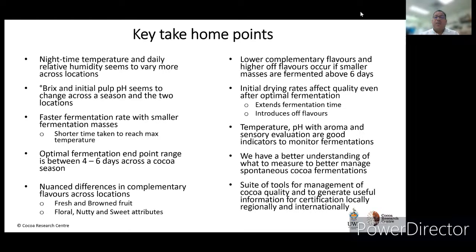Temperature and pH with aroma and sensory evaluation seem to be good indicators to monitor fermentations, to give a holistic understanding of what to measure and to better manage spontaneous cocoa fermentations. So we now have a suite of tools for management of cocoa quality and to generate useful information for certification locally, regionally, and internationally.